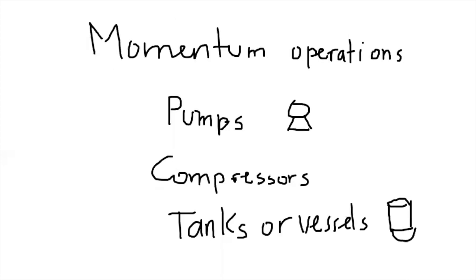You can also have momentum operations, or fluid transport, and these are mainly pumps and compressors. There's a big difference between a pump and a compressor. A pump is for a liquid and a compressor is for a gas. Or you can have storage tanks, vessels. You can see these symbols in the diagram.